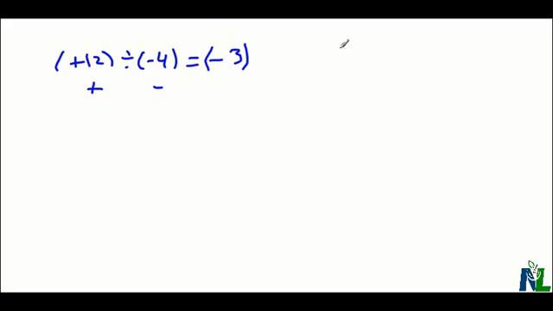Negative 2 times a negative 5. So again, let's determine our sign first. Here I have a negative times a negative. So a negative times a negative, same signs. I'm going to have a positive answer. 2 times 5 is 10. So negative 2 times negative 5 is positive 10.